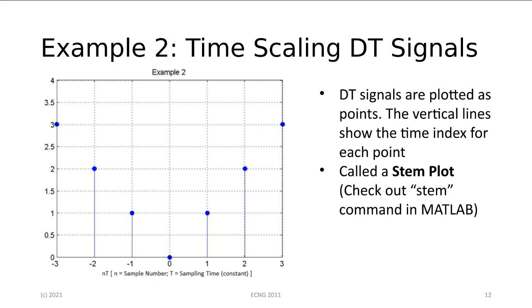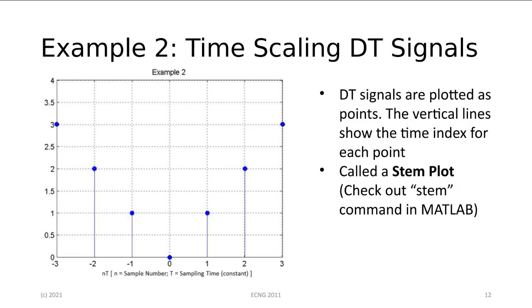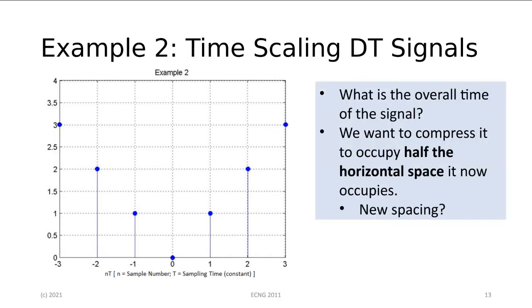So if you were to go into MATLAB and enter, let xn be this series of values, and tell it stem xnt, it will produce a plot like what you're seeing on this side. So what is the overall time of the signal? In this case, the time is fixed, running from -3 to 3. If it happens to be seconds, this is running a total of 6 seconds. So you want to compress it to occupy half of the time that it was before.